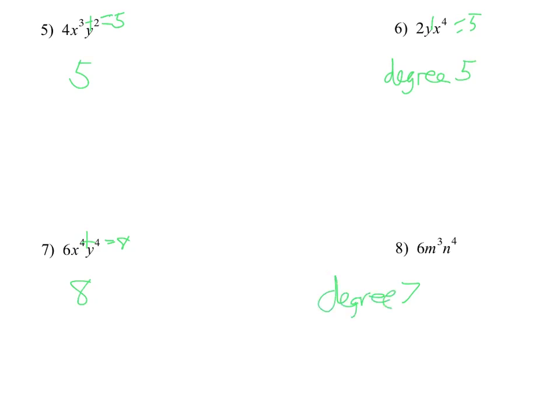Cool, once again. In the future, we're going to have 2 or 3 of these tied together with a plus or minus sign, and we're going to have to figure out the degree of that entire thing. But right now, we're just doing one grouping at a time.